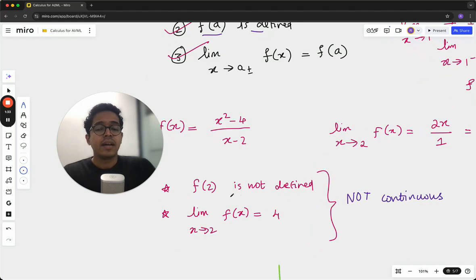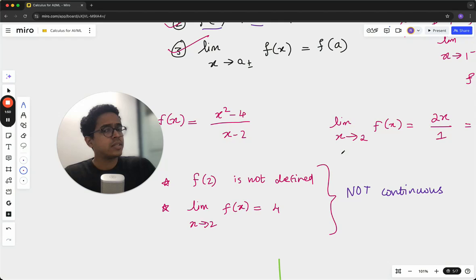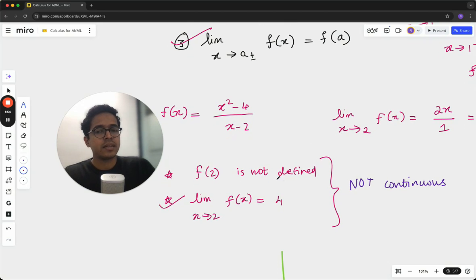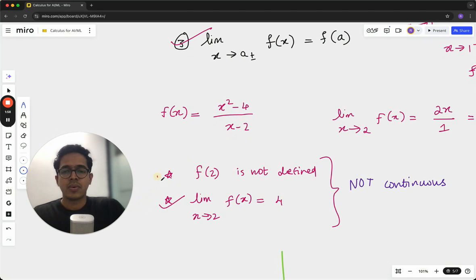But then f of 2 is not defined, because f of 2 is 2 square minus 4, which is 0, divided by 2 minus 2, which is also 0. So f of 2 is not defined in this particular case. But the limit as x tends to 2 of f of x is equal to 4. But the function is not continuous because, although the limit is defined and the limits from both directions are the same, the function itself is not defined at x equal to 2. So this is an example of discontinuity.